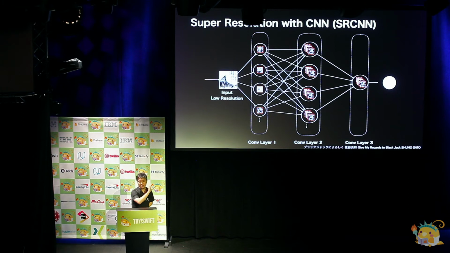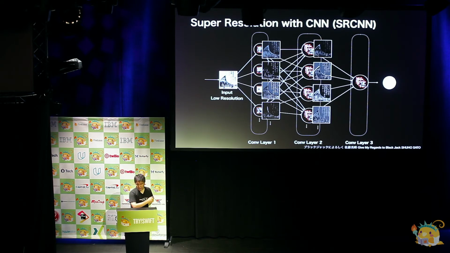Then the model applies each kernel of layer 1 to the input image, and outputs this image. This output will be used as the input for each node of layer 2, and outputs these images. Finally, all the outputs of the final layer are put together to form a single image output. This output is an image that has gone through super resolution processing.